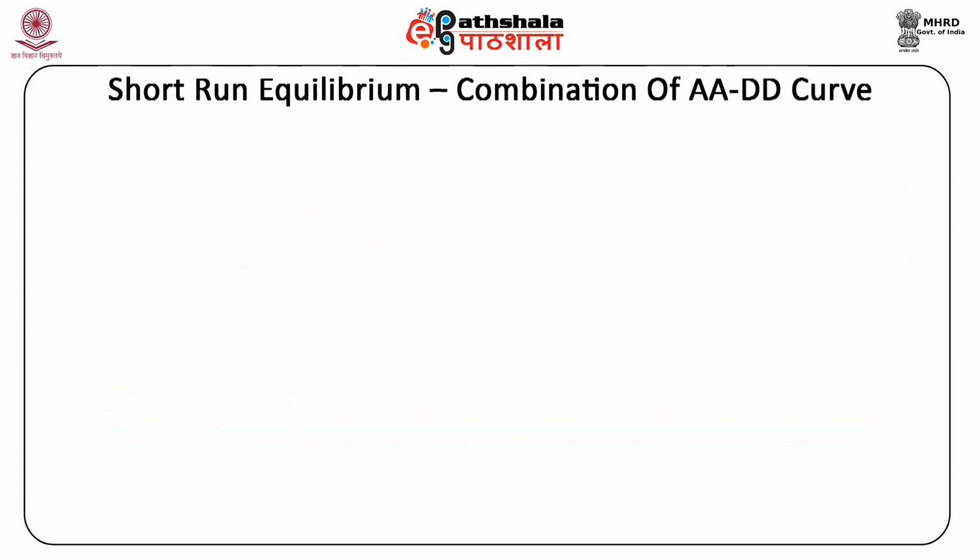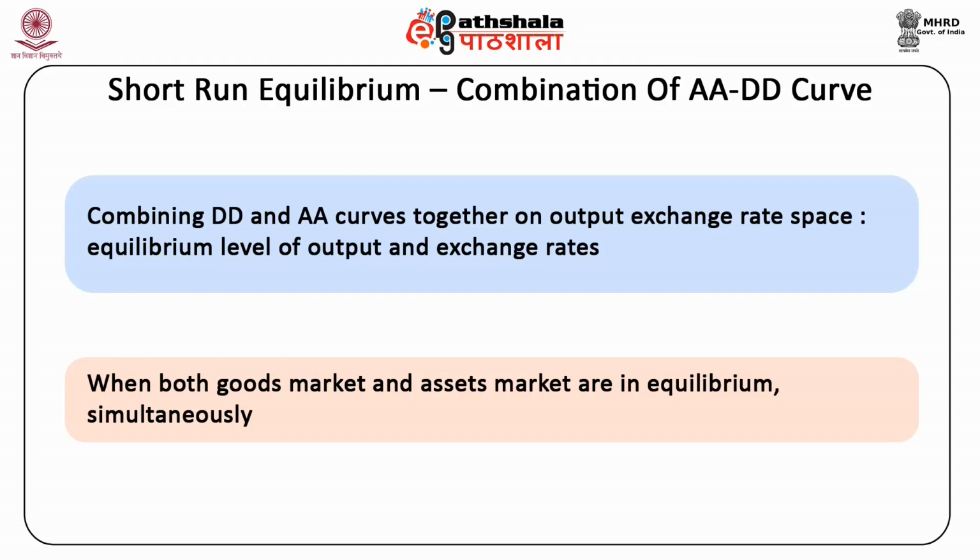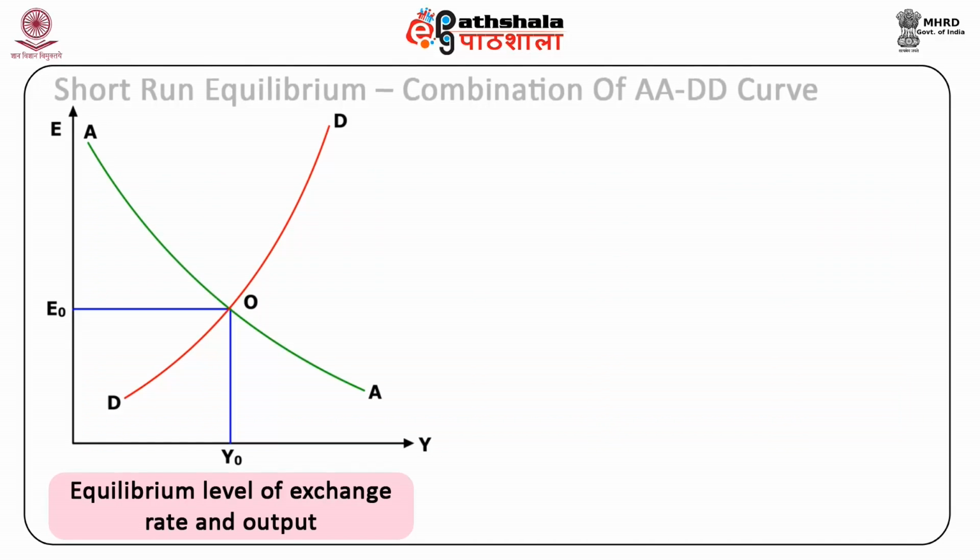Let us now discuss the short-run equilibrium combination of the AA-DD curves. Combining the DD and AA curves together on output-exchange rate space gives us the equilibrium level of output and exchange rates when both the goods market and the asset market are in equilibrium simultaneously. This is shown in the figure.